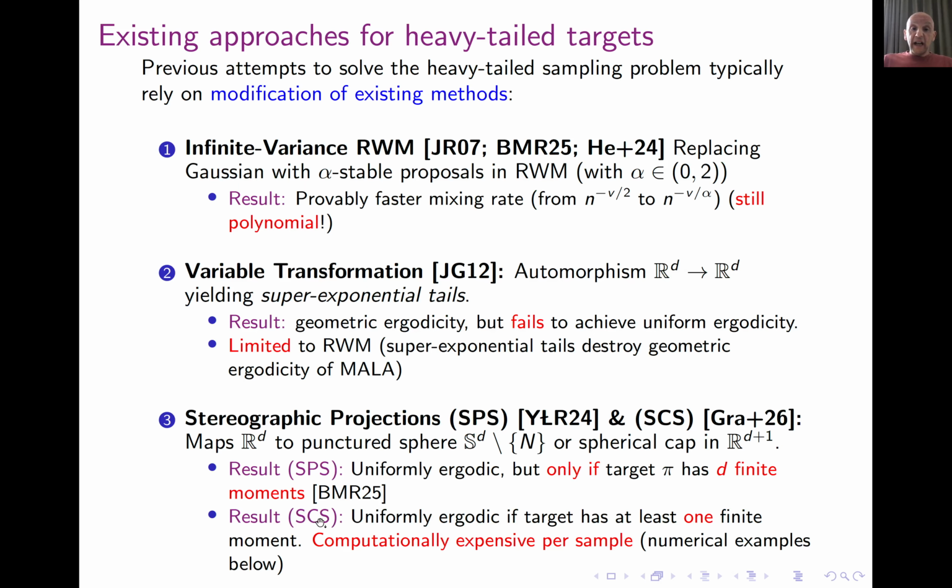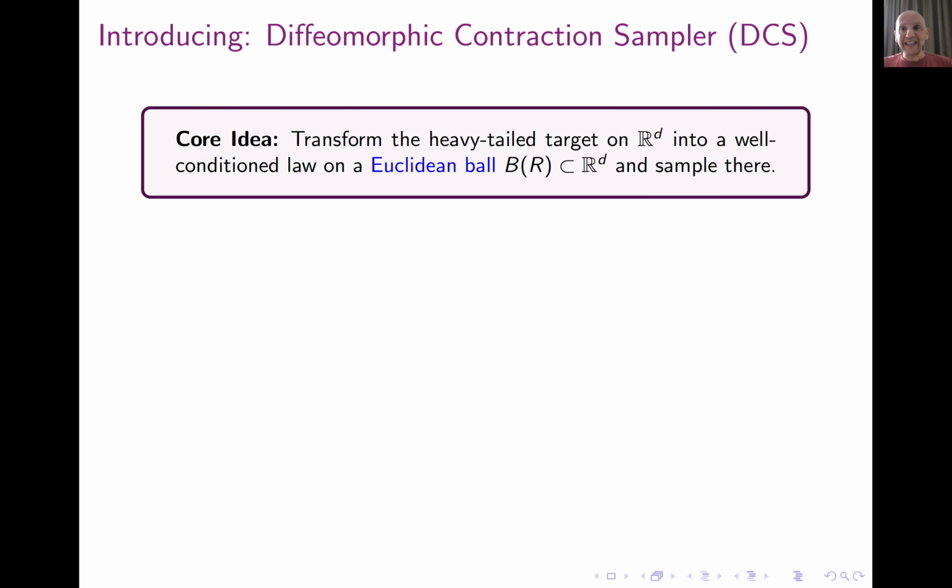A version of this algorithm is the CUHK-Sz sampler, which is even more recent, which says that you should look not at the entire sphere, but at a cap on the sphere. Of course, the requirement on the tail of pi is then lessened, because it requires only one moment. However, you have to deal with the fact that you are on a curved manifold with a boundary when you're sampling, and this has a numerical cost, which we will see in numerical examples below. Okay, so what's our idea in this context?